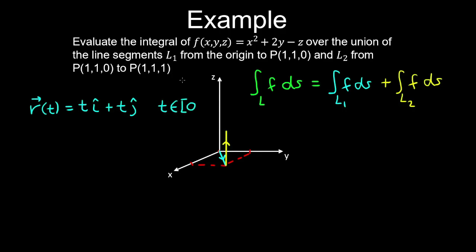And when t equals 1, we get the point with coordinates 1, 1 and 0. So that's our first line segment. And now we parameterize our second line segment. In this case, the x and y coordinates do not change. So we have i plus j. And the z coordinate varies from 0 to 1.